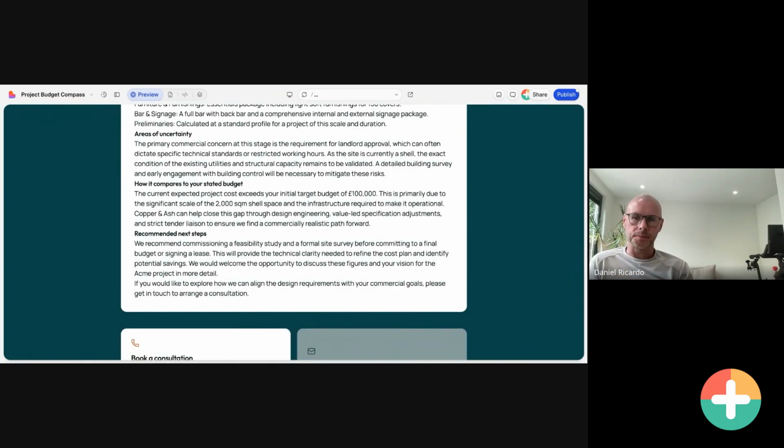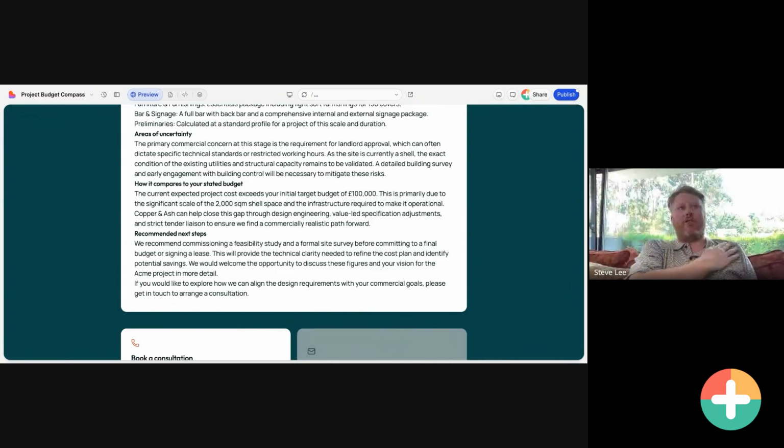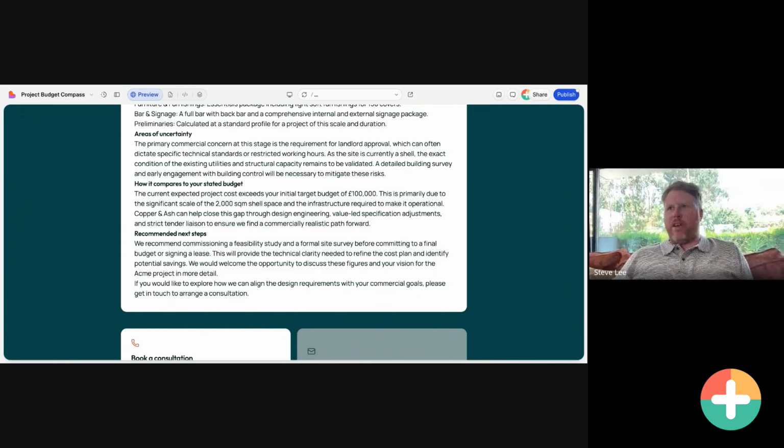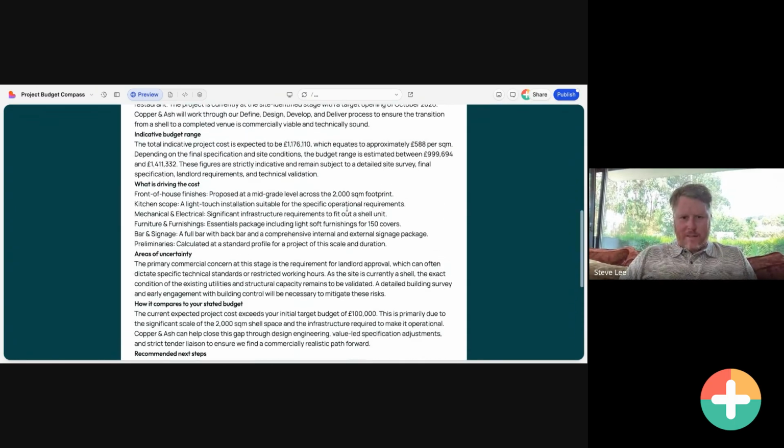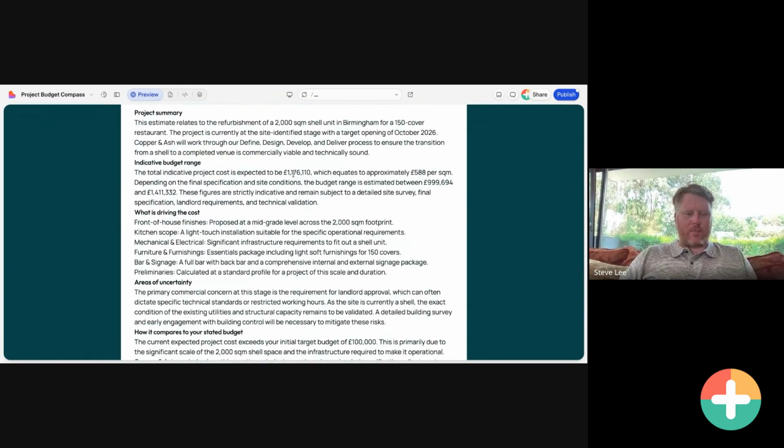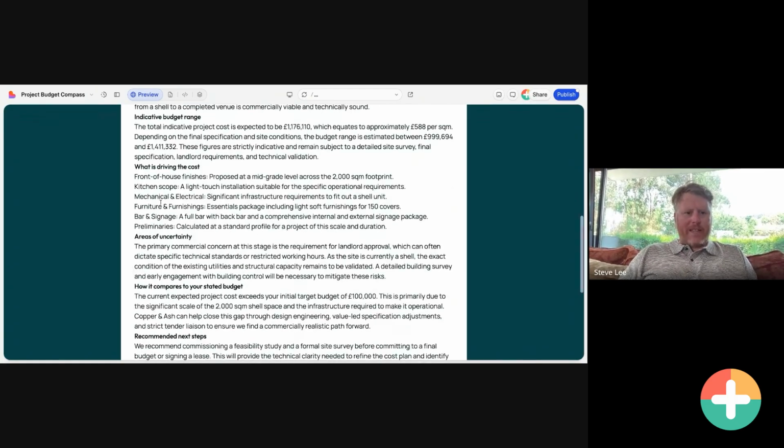Is that right? Yeah. So Kaylee provided me with a spreadsheet that she currently uses. Now that spreadsheet is very much for internal use, and it requires someone with a load of experience in doing what Kaylee does. So in order for her to say, right, okay, well, the electrical installation just isn't going to cost that much. Kaylee and I went through something the other day. This project is estimated at over £1 million at £588 per square meter, and it's saying these significant infrastructure requirements to fit out a shell unit are going to be driving this cost.